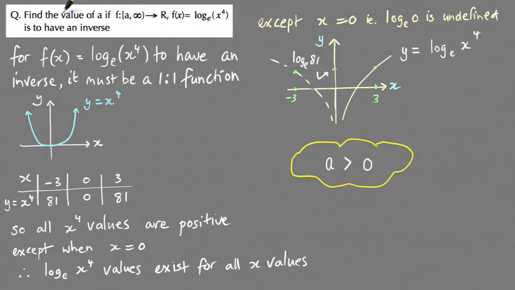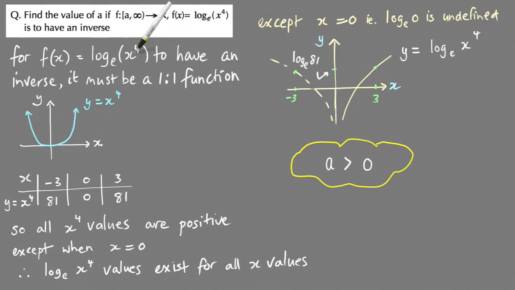In this question, you have to find the value of a such that f, which maps the interval from a inclusive to infinity onto R, for f of x equals log e of x to the 4, is to have an inverse. So you have to figure out the value of a so that this has an inverse function.